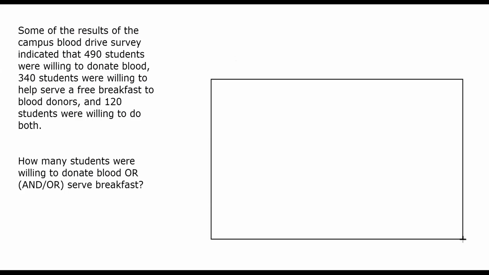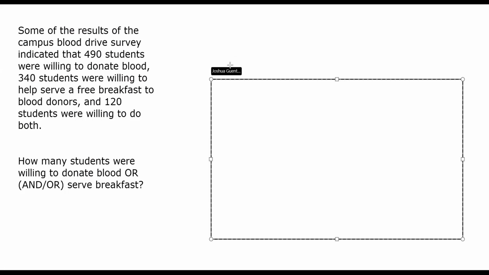Anyways, so of those 490 students who are willing to donate blood, brave souls they are, there's going to be some who are also willing to serve a free breakfast to the other donors. There's going to be some who are willing to do both in there. So the 490 is not just a single slice, it's actually going to be two slices together. Let me show you what I mean. Let's draw the Venn diagram.